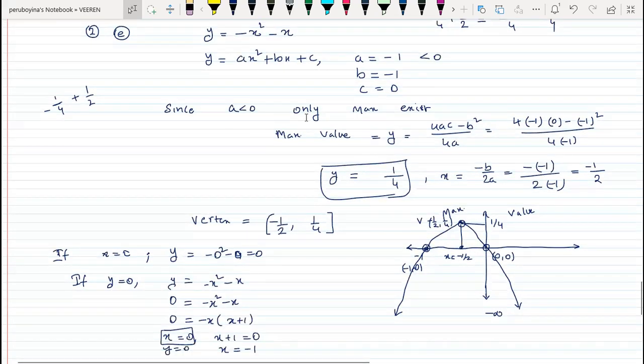Next, since a is negative, only a maximum exists. If it is negative, the curve is downward, so that's why it has a maximum. It has only a maximum, no minimum. Okay.